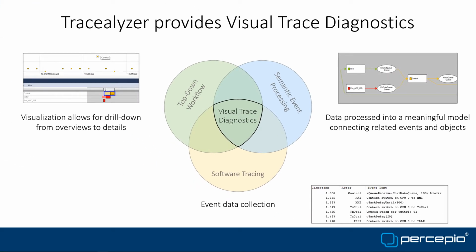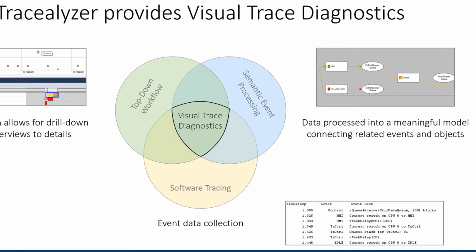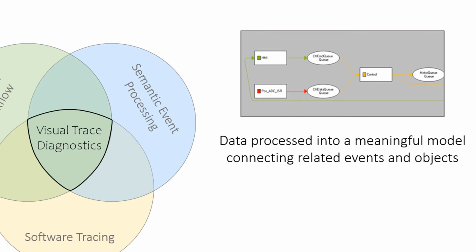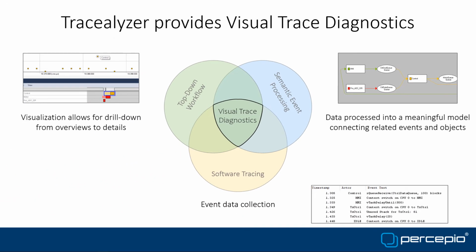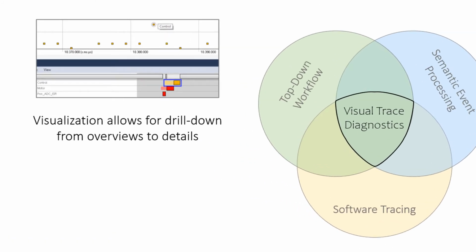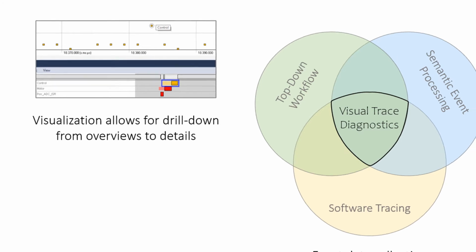To really benefit from software trace data in everyday development, the solution needs two more components. The data needs to be processed into a meaningful model describing how each event affects the system state. The data needs to be visualized to allow quick intuitive comprehension and actionable insights, even for large datasets.